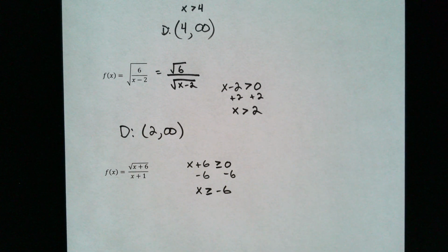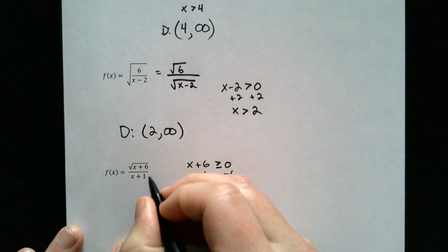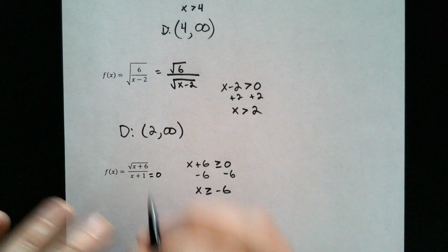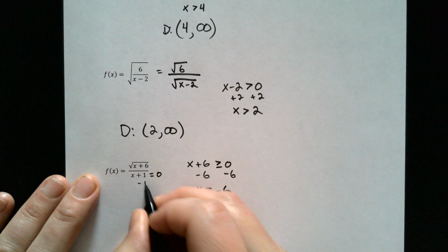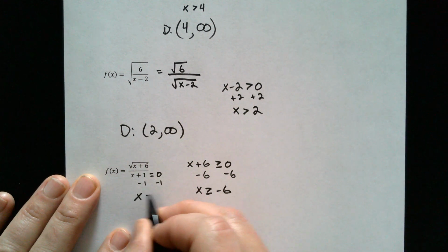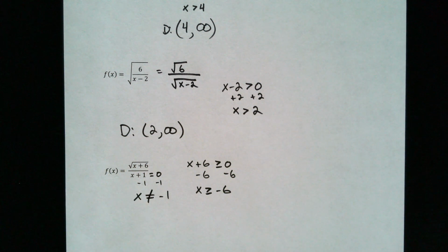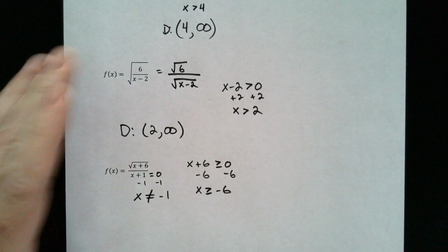There's no square root. So I will just set x plus 1 equal to 0 and solve, and that will be an excluded value. So I'll subtract 1 from both sides to get x is equal to negative 1, which actually means x is not equal to negative 1. It's an excluded value. Okay, so this one, we're going to have to split it up and write it in two different parts of this domain.